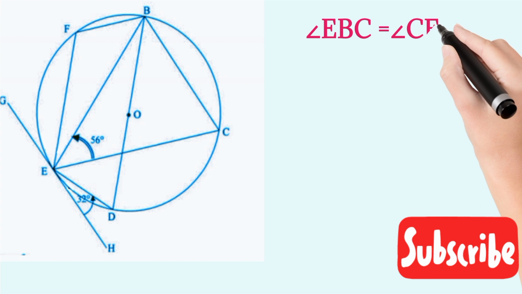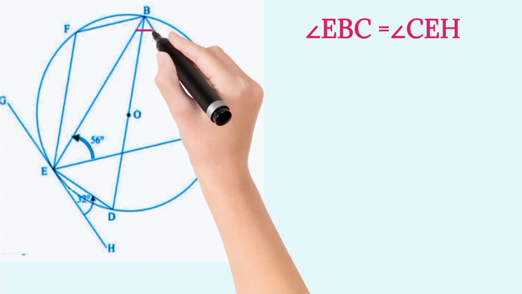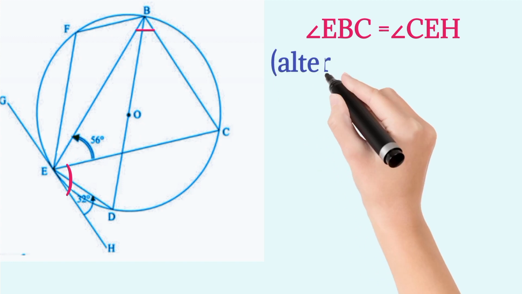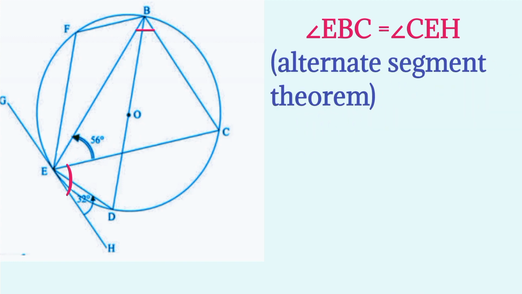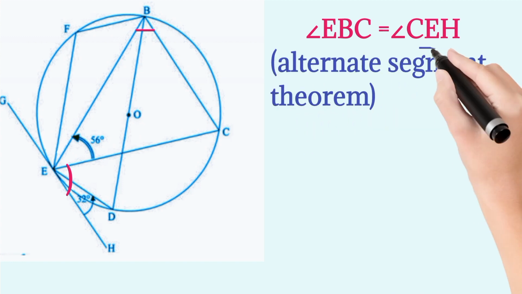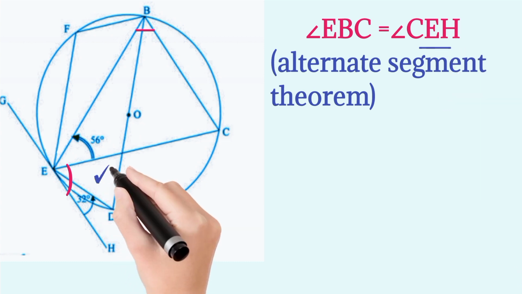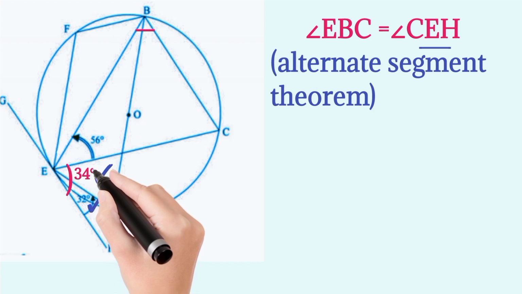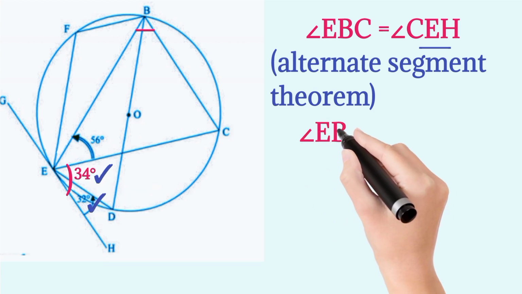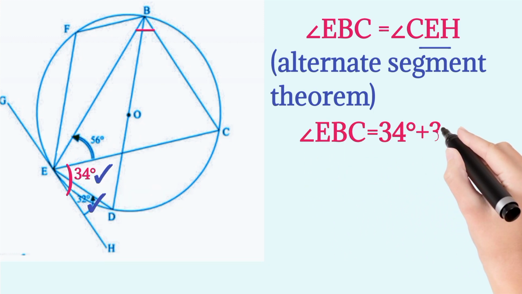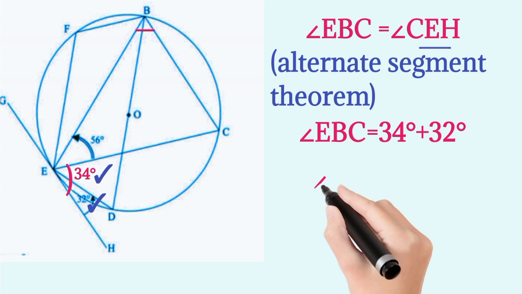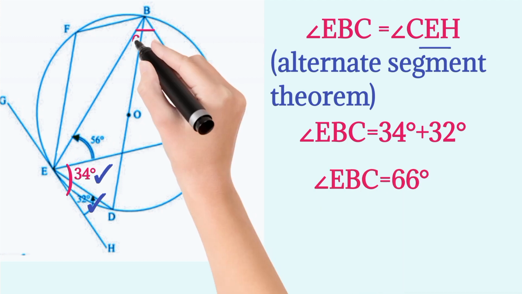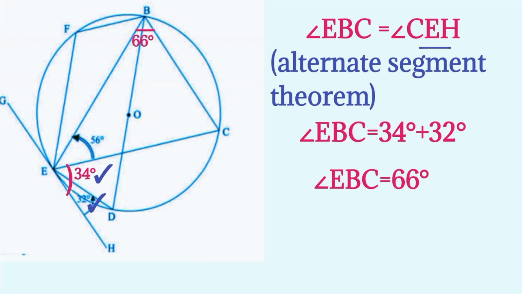Now angle EBC is equal to angle CEH by the alternate segment theorem. So CEH is the sum of two angles, this angle plus this angle. This angle is 34. So angle EBC is equal to 34 plus 32 degrees, which will give EBC is equal to 66 degrees. So this angle is 66 degrees.